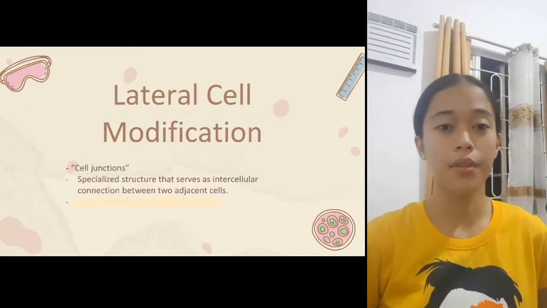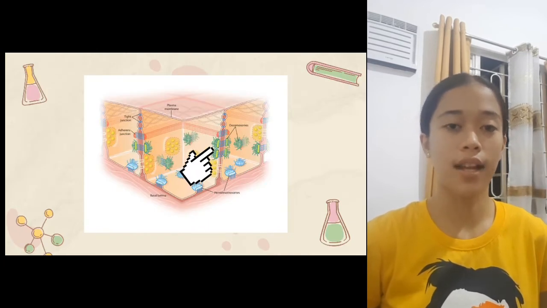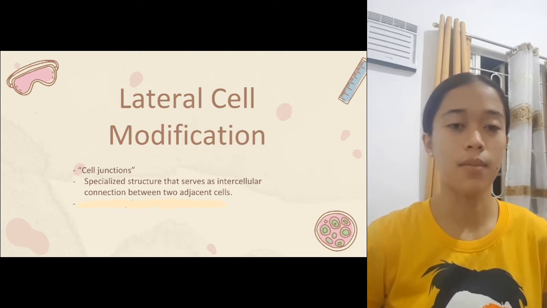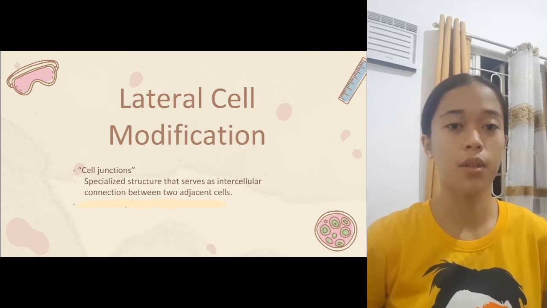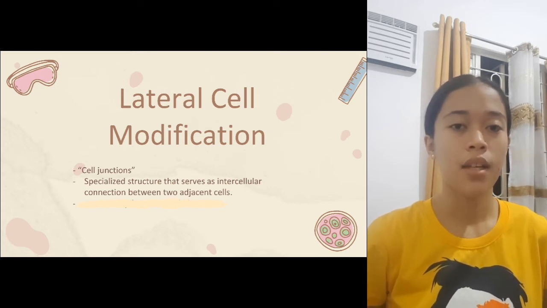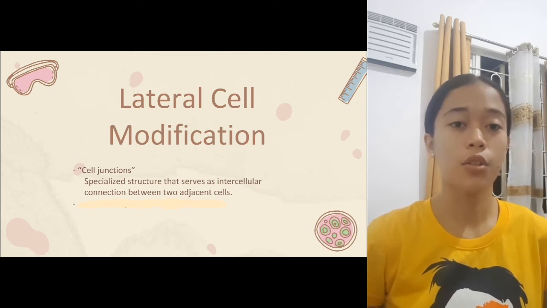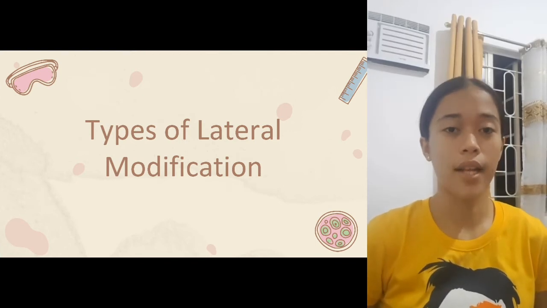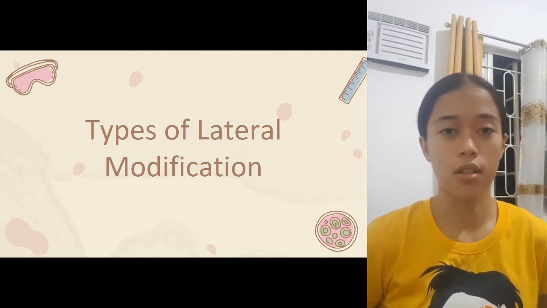Next is the lateral modification. It is a modification located on the sides of each cell. It is also called the cell junction because it is a specialized structure that serves as the intercellular connection between two adjacent cells. This helps the cells that come in close contact with one another to communicate and connect. There are three types of lateral modification: the tight junctions, adhering junctions, and gap junctions.